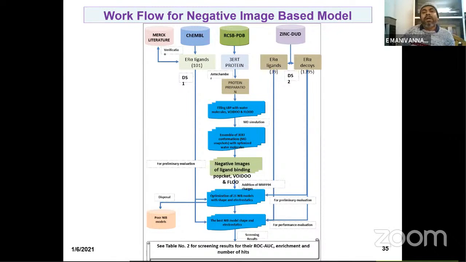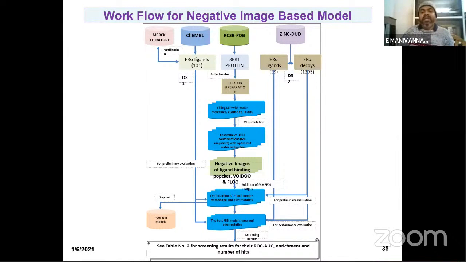Okay, so this is the concept behind this negative image based screening. For construction of the negative image based screening model, we used the same protein, the 3ERT protein, downloaded from the Protein Data Bank. The protein is prepared first using the Amber software program, and then the ligand binding cavity is filled with water molecules using Vo Ido and Flood, and then a molecular dynamics simulation is carried out to gather an ensemble of 3ERT protein conformations.